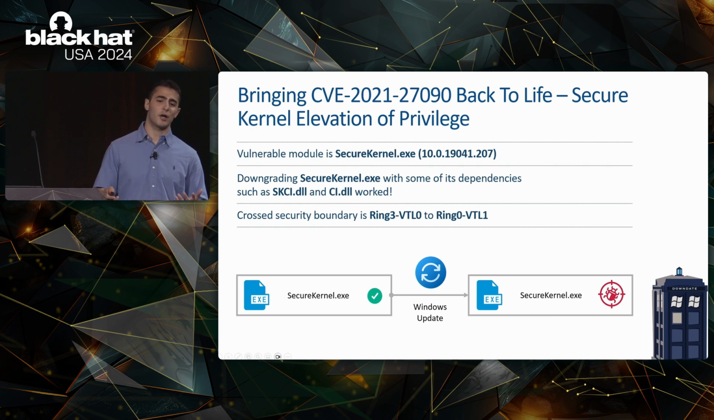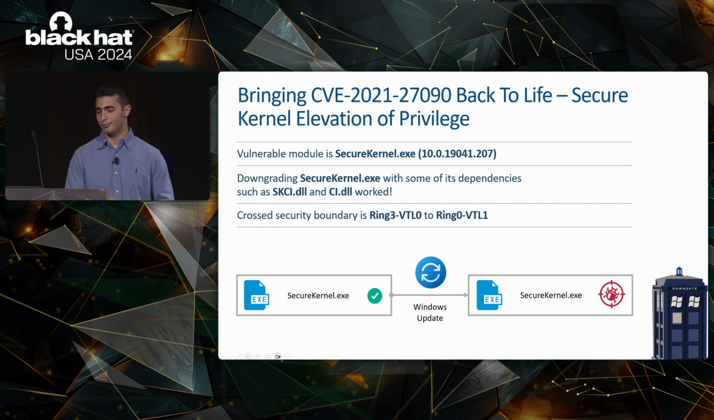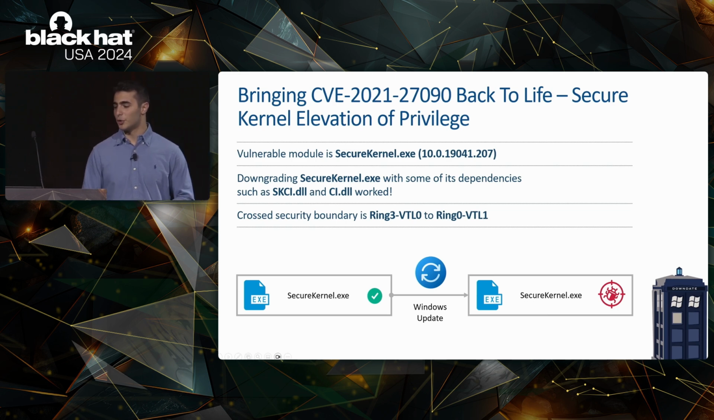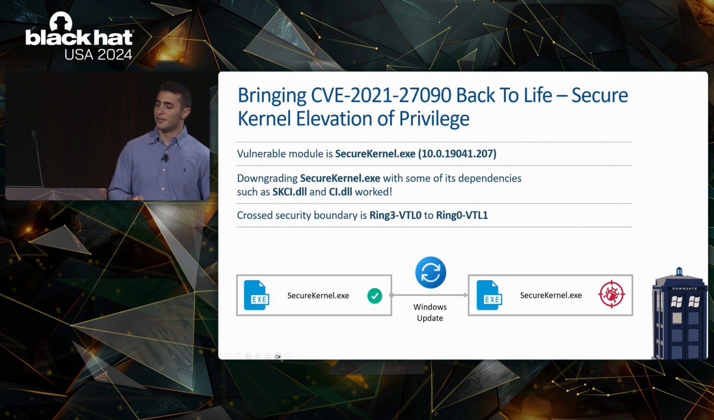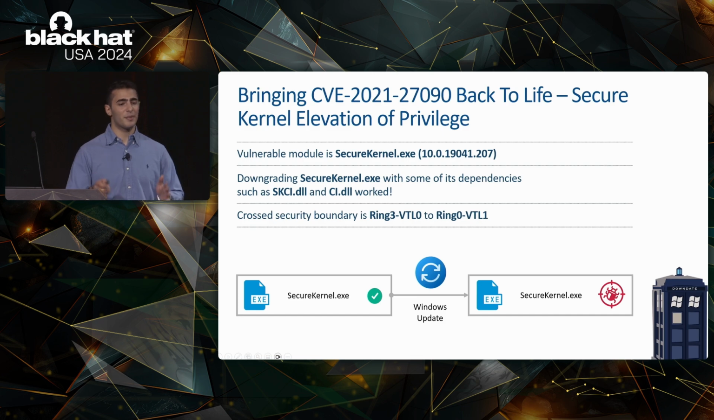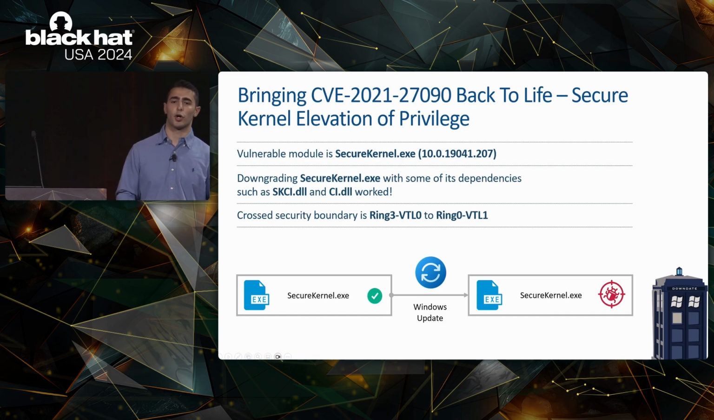But in this case, downgrading only the secure kernel did not work for me. I had to downgrade dependency modules as well, and only then it worked on a fully patched machine. And this allowed escalating privileges from ring 3 VTL0 to ring 0 VTL1, compromising the entire VTL and any of the mitigations that it implements, including HVCI, HyperGuard, and more. And there was no downgrade mitigation on VTL1 secure kernel either.